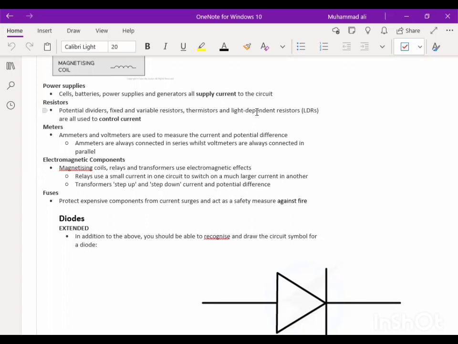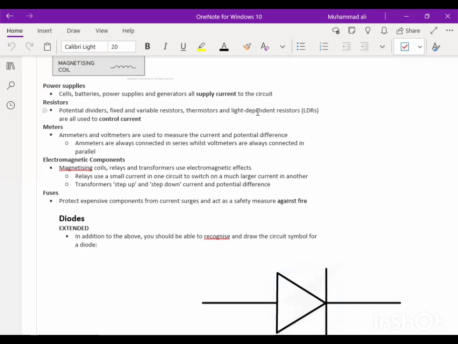Now what exactly is a potential divider? A potential divider is basically a line of resistors connected in series, and it provides a fraction of the voltage of a source to a part of a circuit. If you talk about a circuit, it is going to have a source, and that source is going to have a particular voltage. The potential divider is going to divide certain voltage from that source to a part of the circuit. We're going to discuss it in detail.